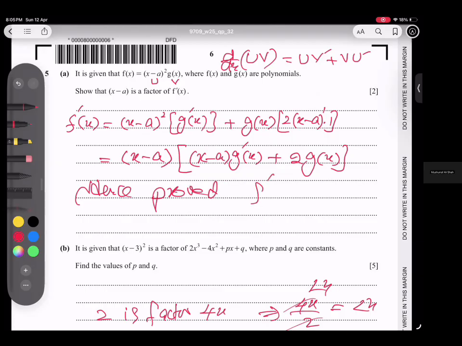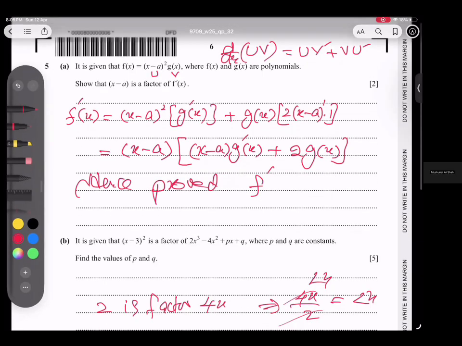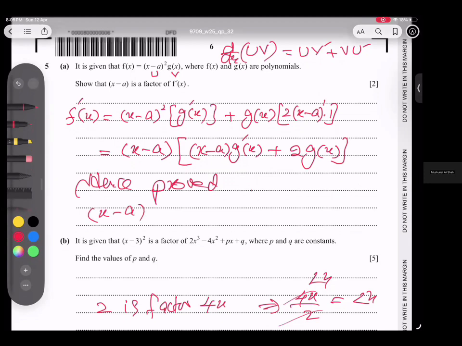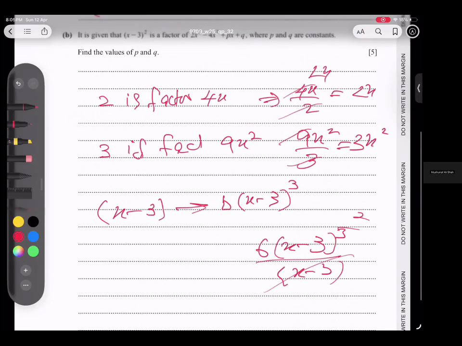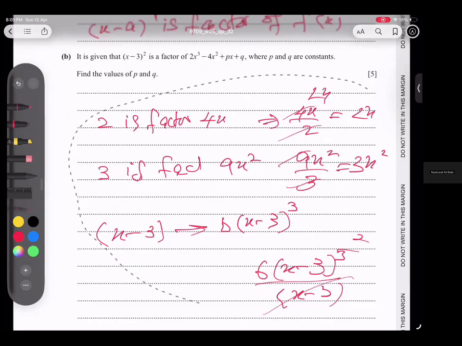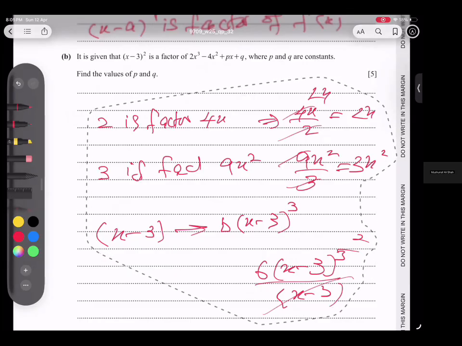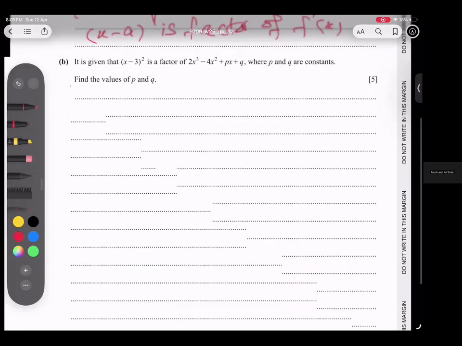f dash of x, oh sorry, I'm writing x minus a is a factor of f dash of x. So I hope this point is very clear and we understood, you got a basic idea. So what about this question, students?